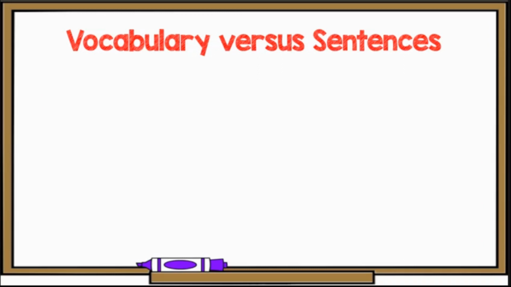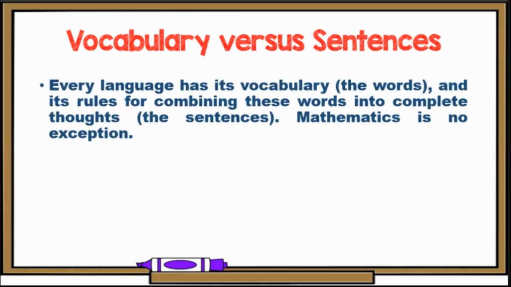Now let's make a comparison. Every language has its vocabulary, the words, and its rules for combining these words into complete thoughts, the sentences. May mga grammar rules tayo that we have to follow to make our thoughts comprehensible. Ganun din sa math. Mathematics is no exception. We have rules din.